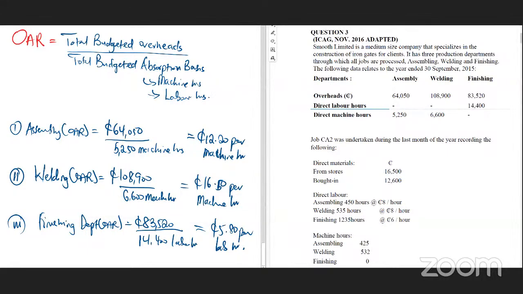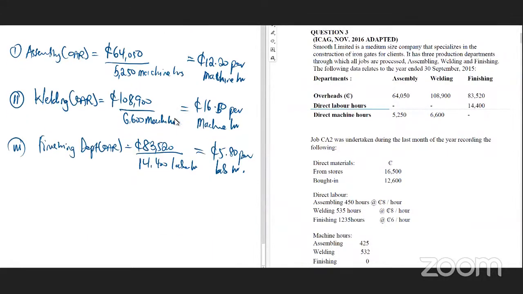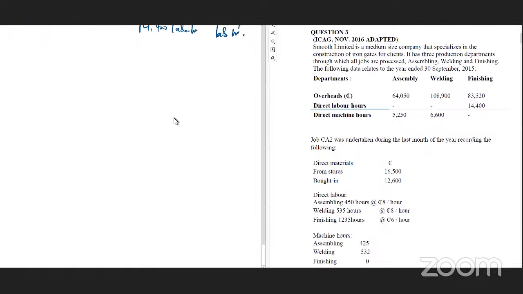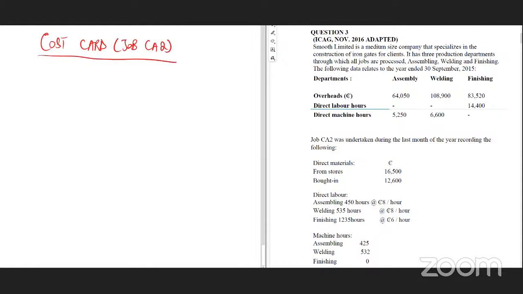Okay, so now that is done. Now that we have the OAR, the next thing is to absorb into the product in question. Now, what job are we costing for? We are costing for job CA2, right? So we need our job card, or our cost card, for job CA2. That's nicely done.